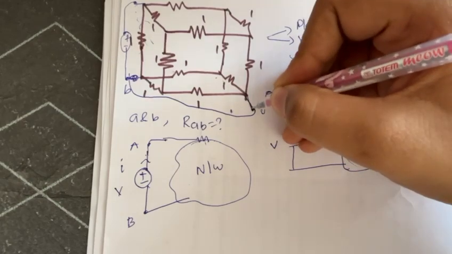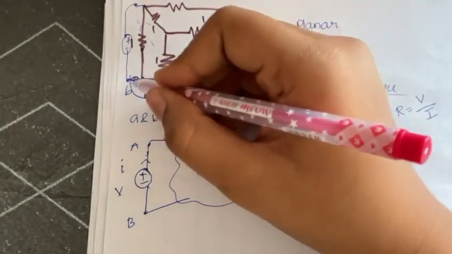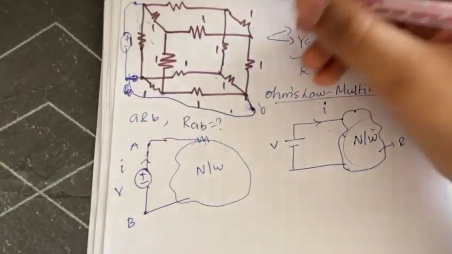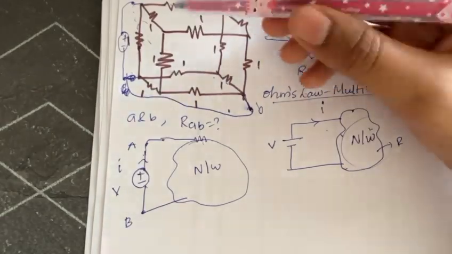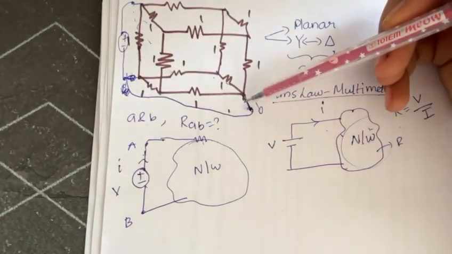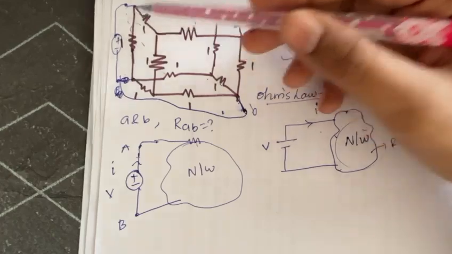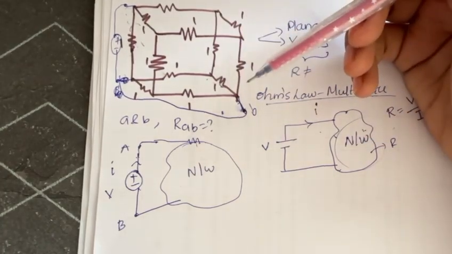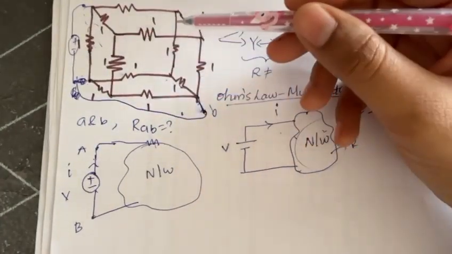So you have to basically figure out what the target terminals are. Now we'll be solving this problem considering that this and this are the target terminals. A and B are the opposite sides of this diagonal cube. We can observe that this circuit is in symmetry.